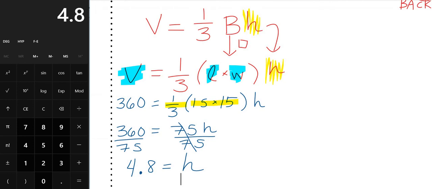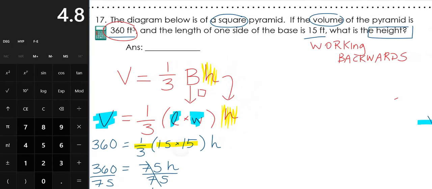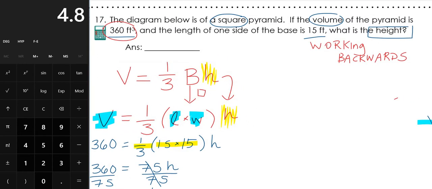Let's go back to the top, put our answer in. Our answer is 4.8 feet. And we're done. Moving on.